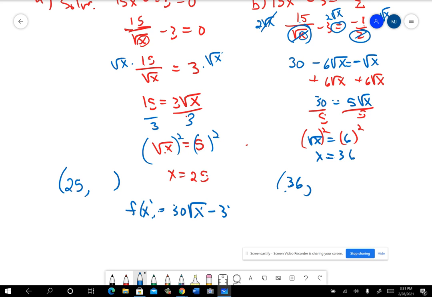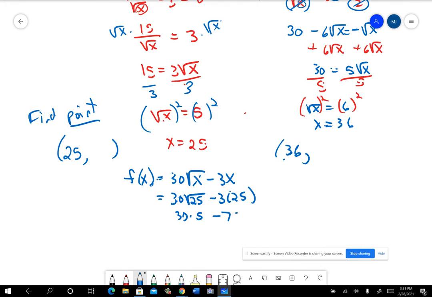You want to find the point where the tangent was 0. Then you need to find the y coordinate. So make sure you don't go to f prime of x. Go back to f, plug in the 25, and work it out. So you wind up getting 30 times 5 minus 75. So that's 150 minus 75, which is 75.